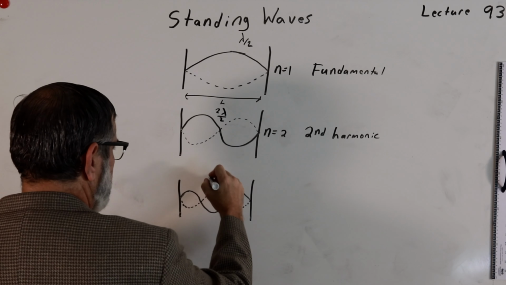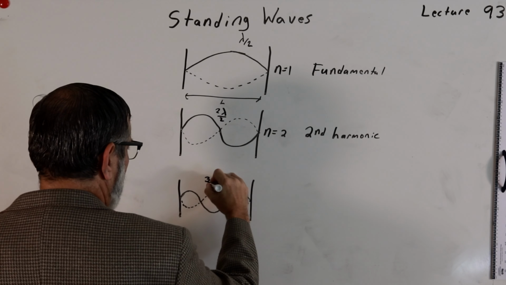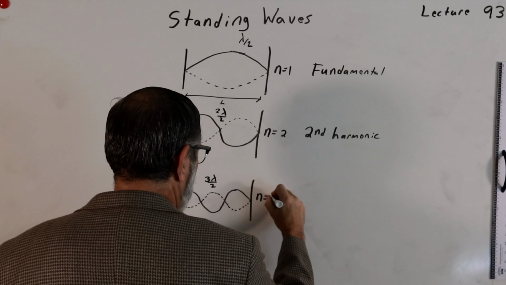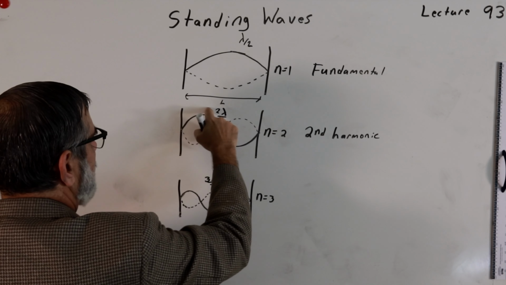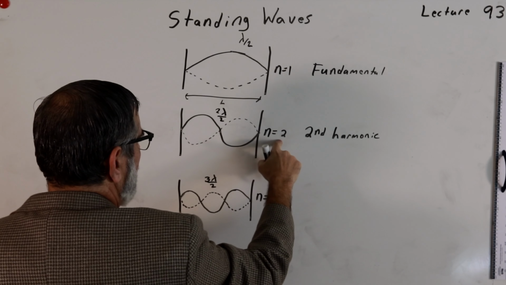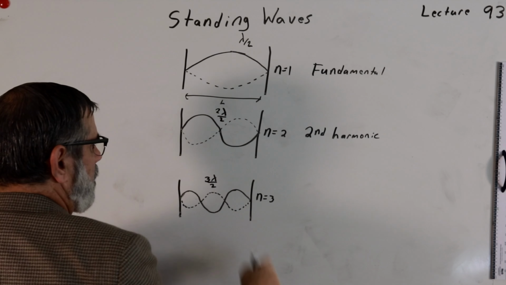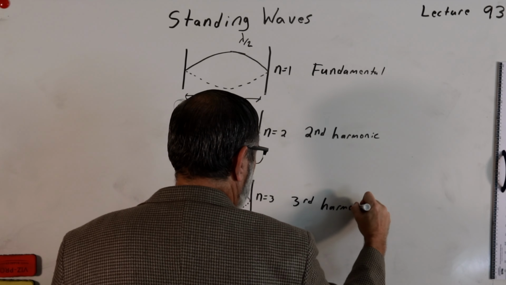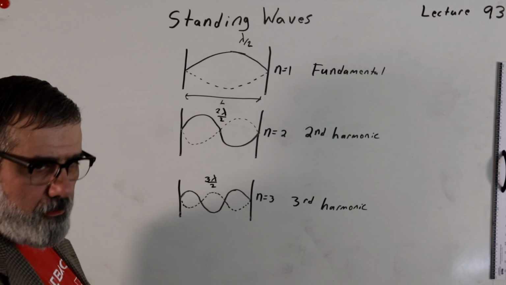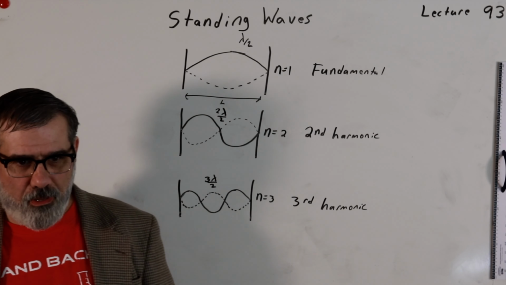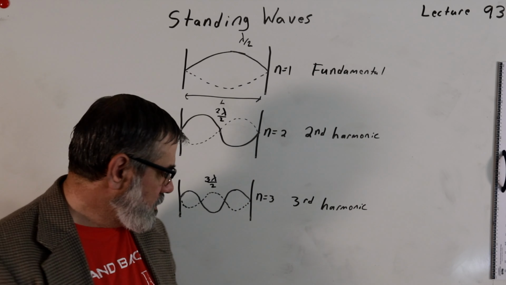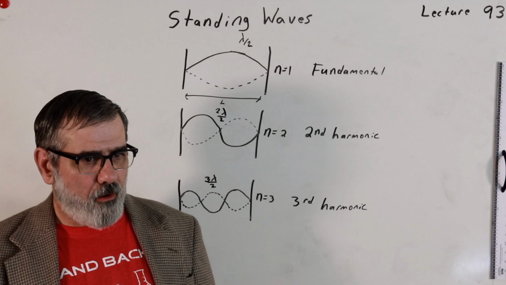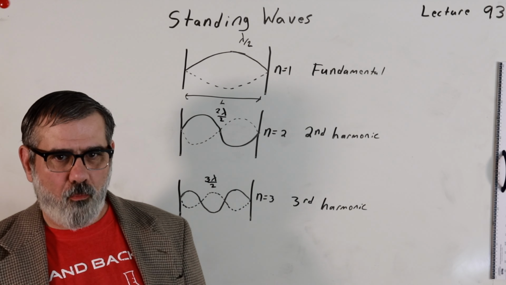This one, what is this? Well, this is 3 lambda over 2. This is the n equals 3 condition. So you see where the 2 is coming in: this is like 1 lambda over 2, 2 lambda over 2, 3 lambda over 2. This is the third harmonic. There's a 4th harmonic and a 5th harmonic, as many harmonics as you want. And these harmonics are the modes that are valid solutions to the wave equation.